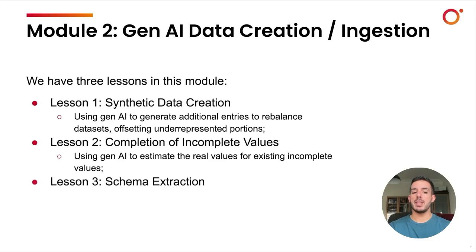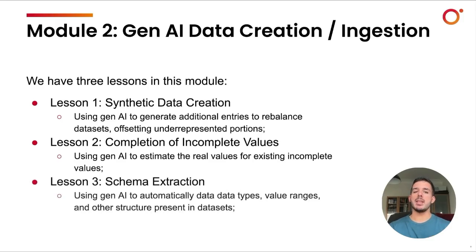And lesson number 3 is about schema extraction. That is, we use generative AI to automatically detect the data types, the value ranges, and other types of structure present in a dataset, which is very useful for when that dataset is unstructured or contains fields which are unstructured themselves. So as you see, this module is going to be all about using GenAI models for data operations when you are dealing with incoming data.